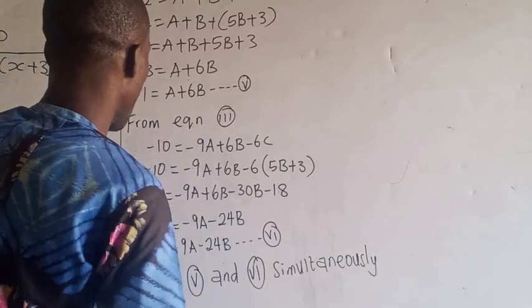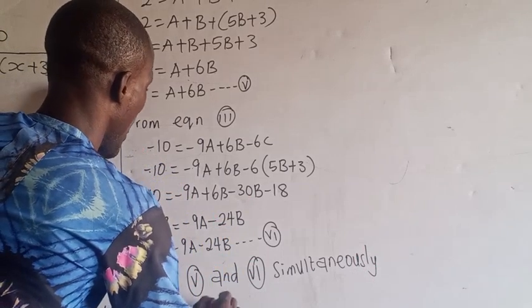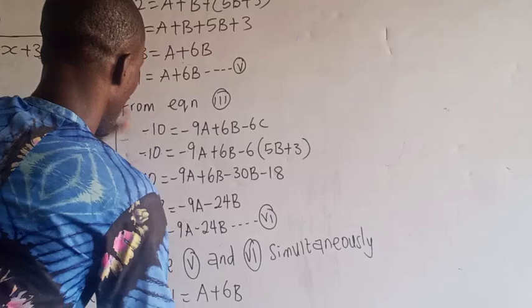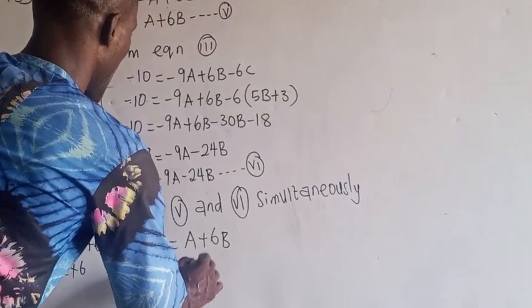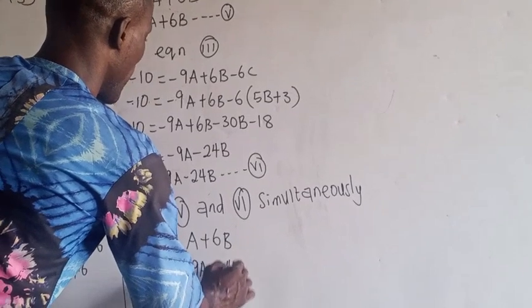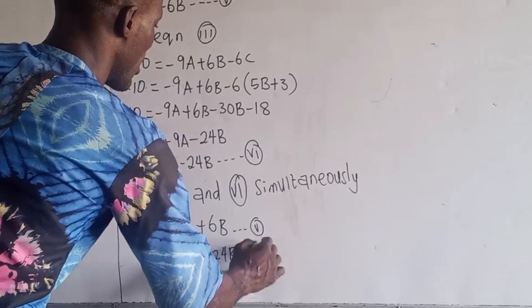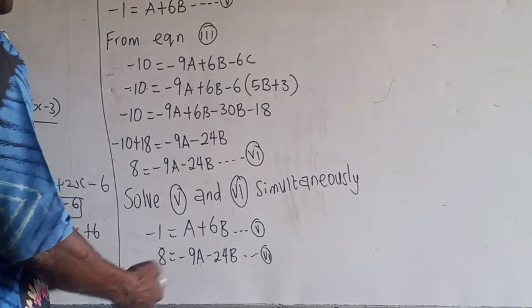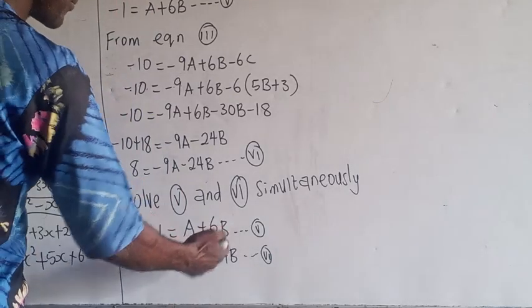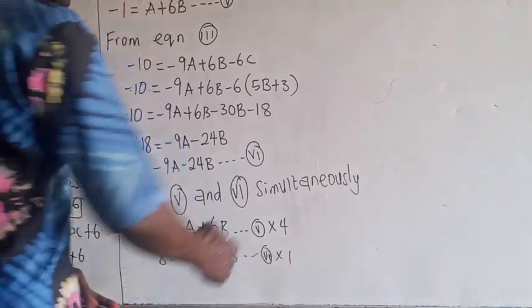So let's place them side by side. Here's the 5. We have minus 1 equals a plus 6b. Then we have 8 equals minus 9a minus 24b, equation 6. With that, let's cancel out b. So I will multiply this by 4, I'll multiply this by 1.